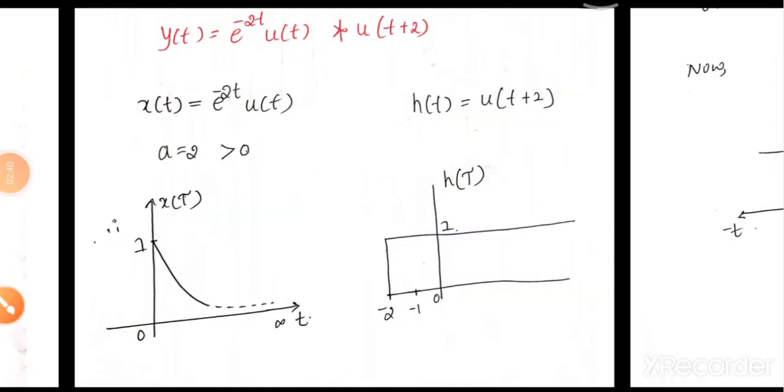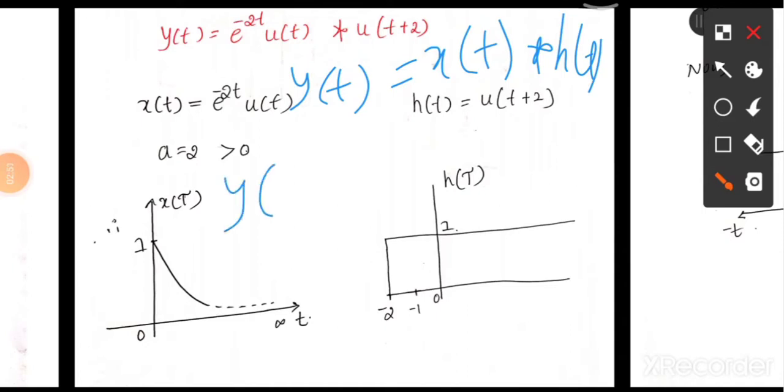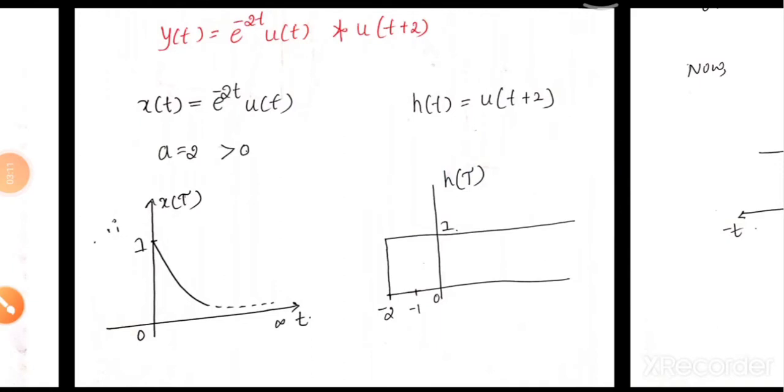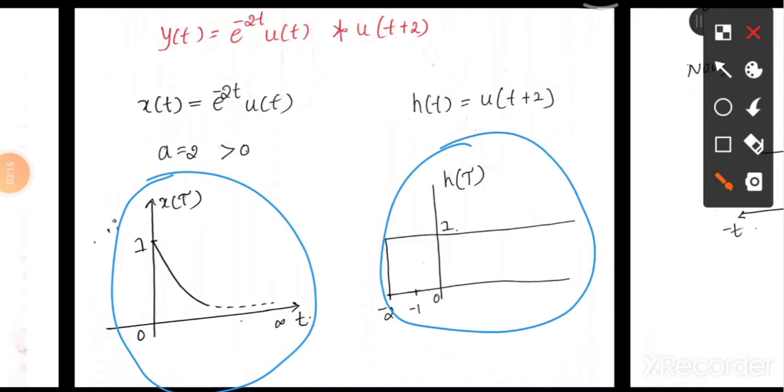Now according to the convolution formula, y of t equal to x of t convolution h of t. How to calculate this? We have one more formula: y of t is equal to the integration from minus infinity to plus infinity of x of tau into simple multiplication with h of t minus tau. So this formula we have. We have got both x of tau and h of tau.